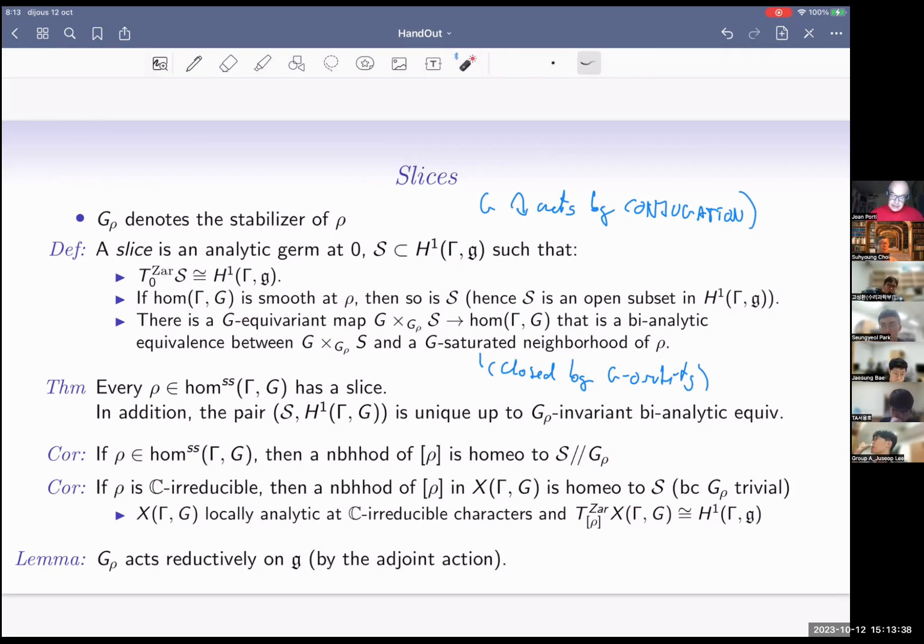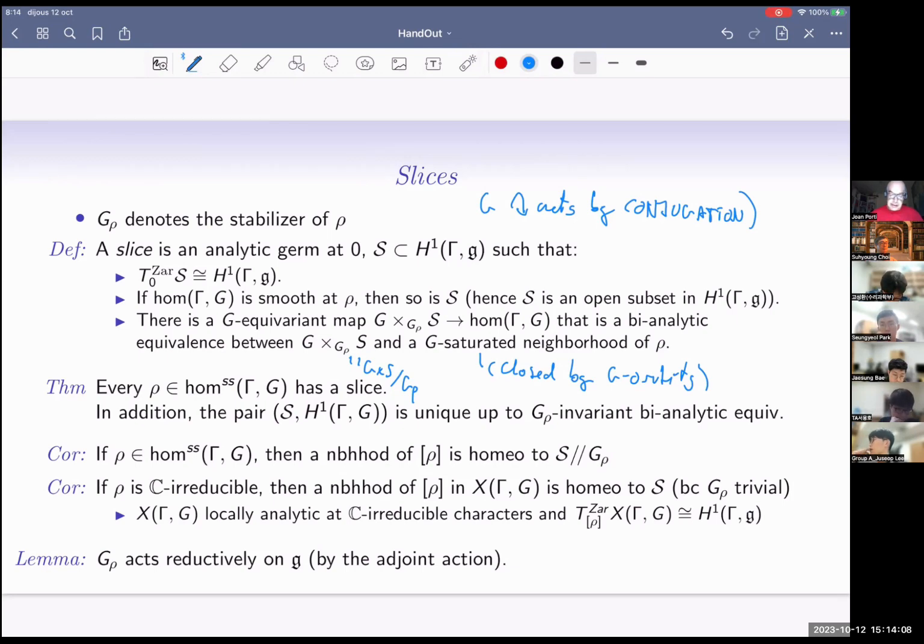And well, what the slice is telling me is that essentially I have to understand the variety of representations, and the neighborhood is this twist product. Twist product means that this acts on the right and this acts on the left here, and I take the quotient. Yeah, and that's G times S divided by the action of G rho. If the stabilizer is trivial, it's just the product, okay?